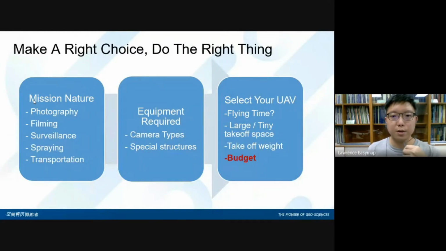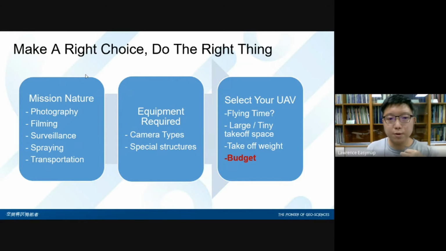Okay, so here is a very simple flow chart for you to think about. First of all, how can you choose the correct equipment? You need to understand your mission nature. Whether you are doing a photography mission, you need to film, you need to do some commercial filming or some very nice framing, or you need to do surveillance. Different types of missions require different types of equipment.